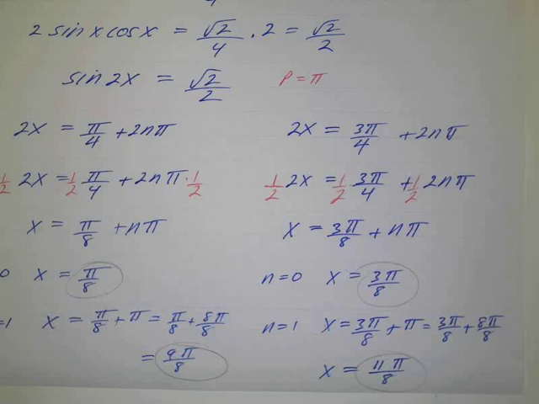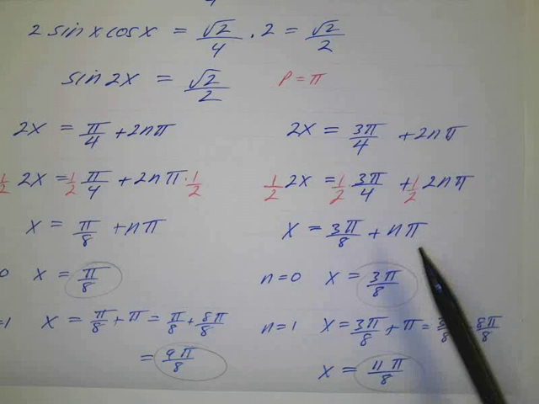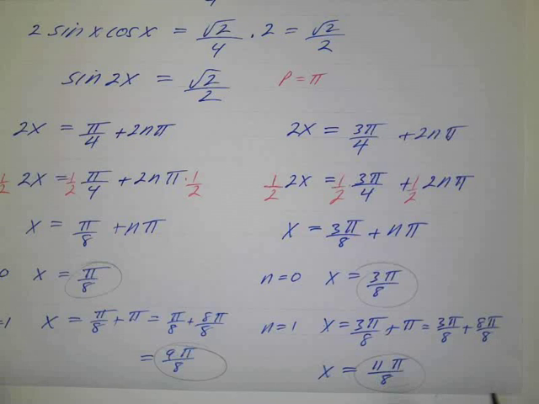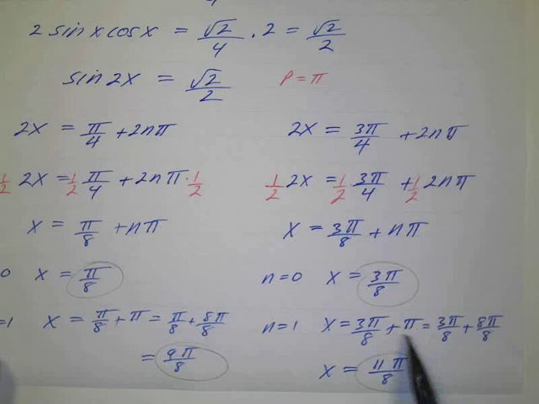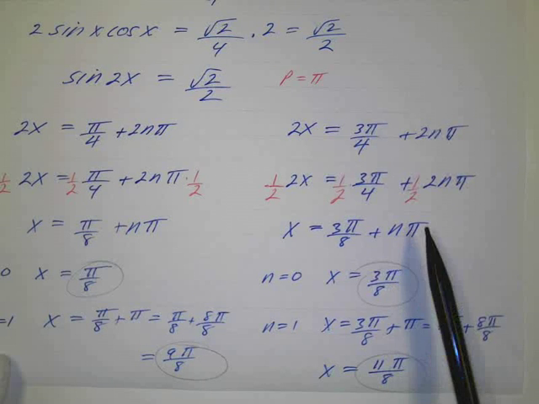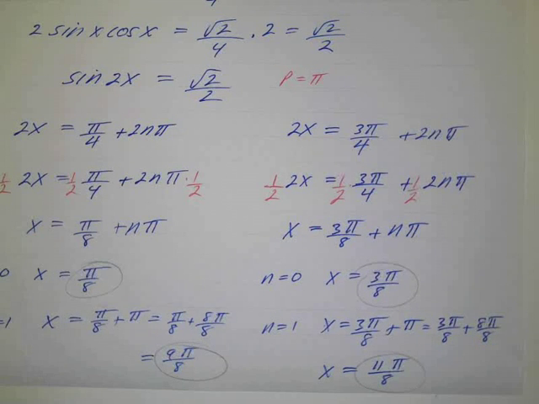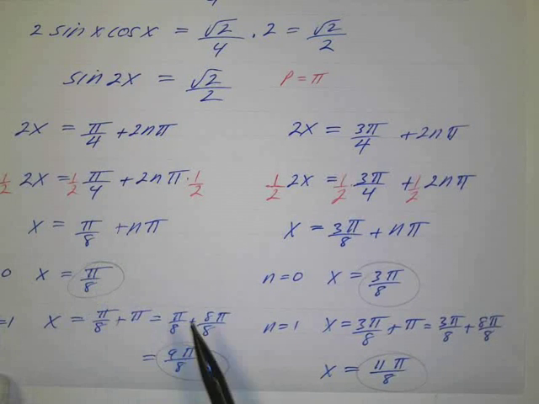So when n is 0, this drops out, and I just have 3 pi over 8. When n is 1, I've got n pi, so I add pi to that: 3 pi over 8 plus pi. That's the same thing as 8 over 8 pi, so when I add these, 3 plus 8 is 11, so I get 11 pi over 8. So these are your 4 solutions.